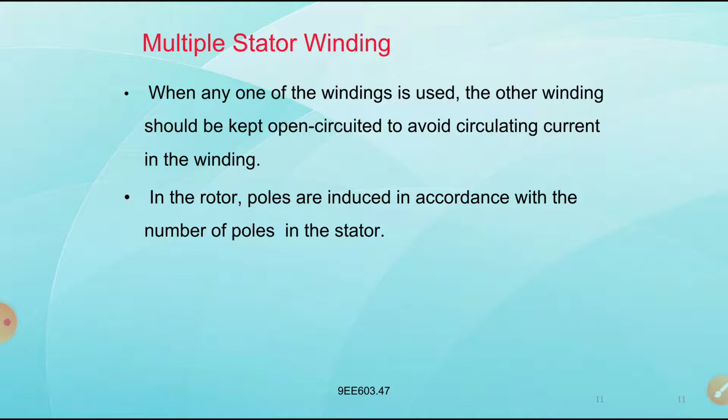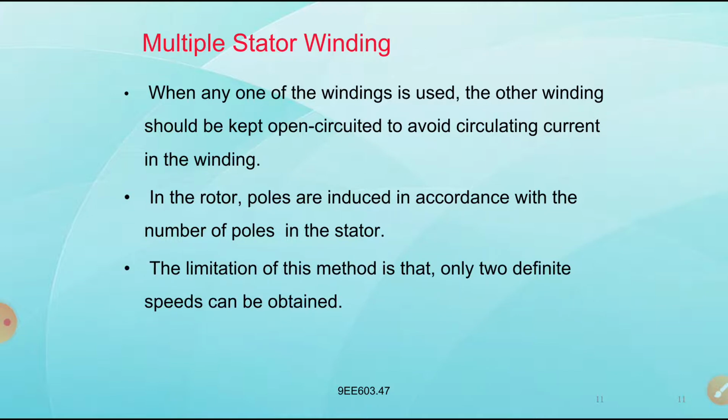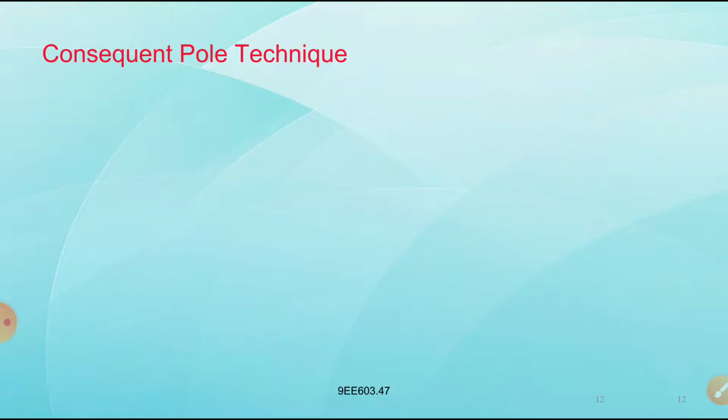In the rotor, the poles are induced in accordance with the number of poles in the stator. That is the beauty of the induction motor. The limitation of this method is that only two definite speeds can be obtained, that is, P equal to 4 and P equal to 6 poles. And this is bulky in size.